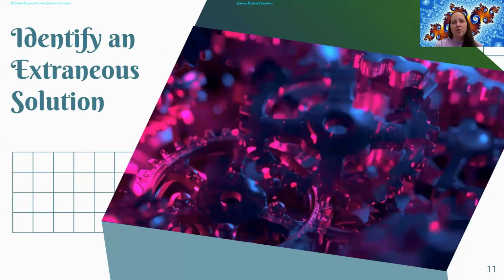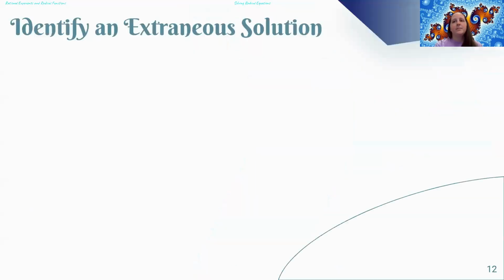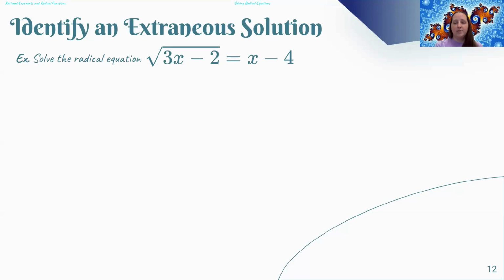Identify an extraneous solution. So I want to solve the radical equation, the square root of 3x minus 2 equals x minus 4. The first thing I want to do is square both sides of my equation.